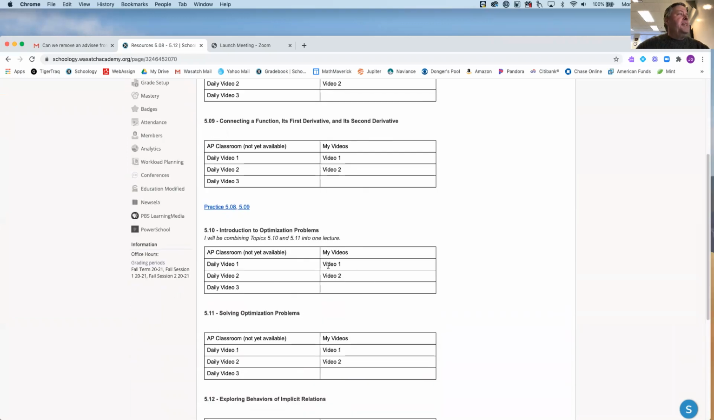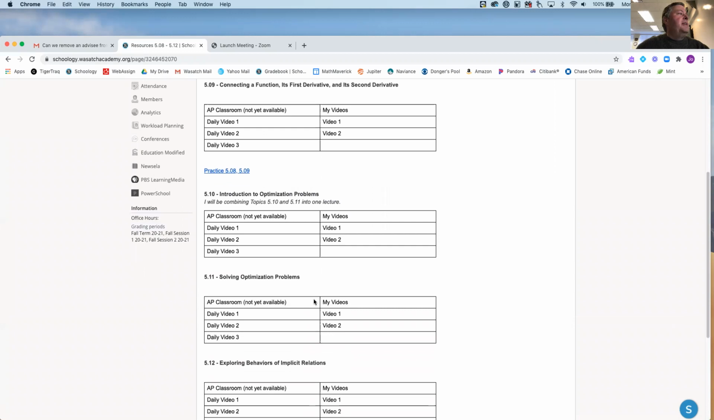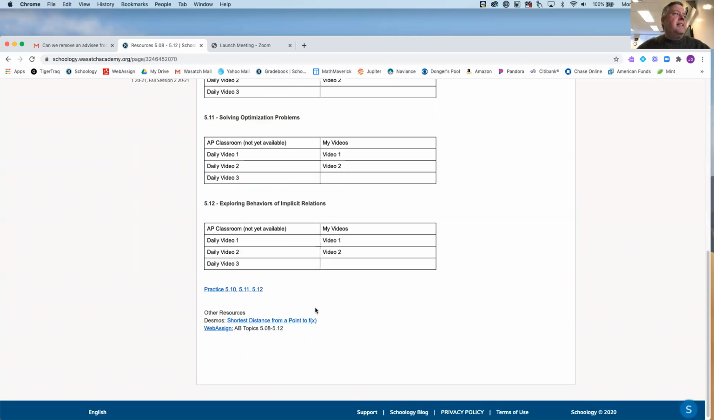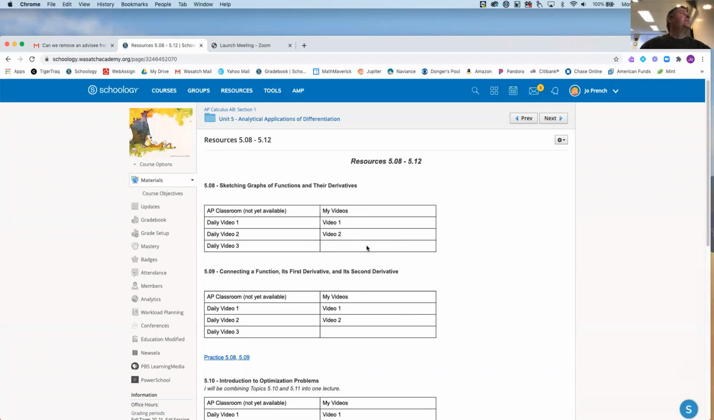Then we'll look at optimization, a couple of topics there, but it'll really be one lecture. And finally, we'll look at behaviors of implicit functions when our x's and y's are all mixed together.